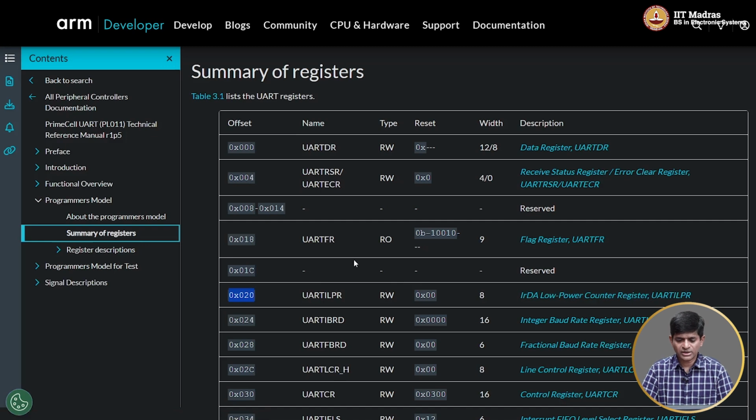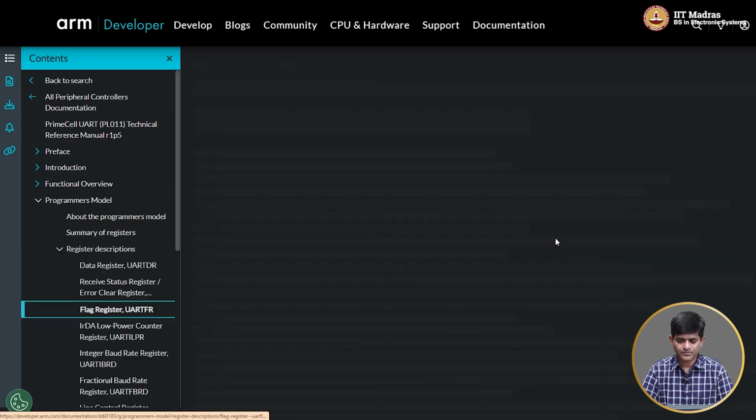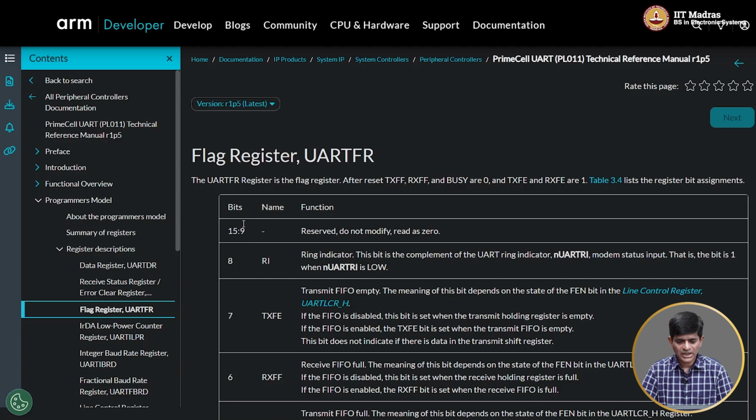The interesting thing, so let's just look at the register at 0x018. It is a flag register and you can see that it has a strange behavior immediately after reset. So, let us go in there and try and understand what is happening. In the flag register, there are a number of bits inside that have certain kinds of specific functionality. First thing it says is the bits 15 to 9.